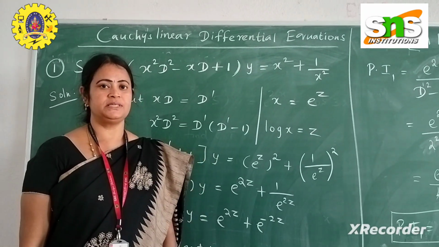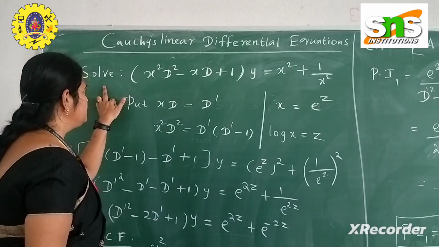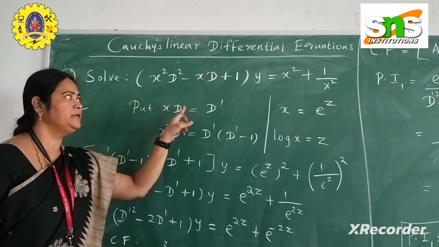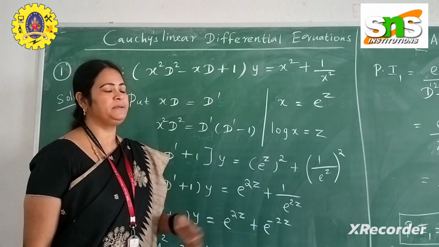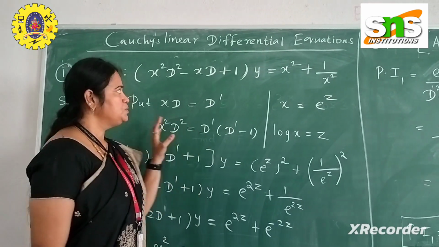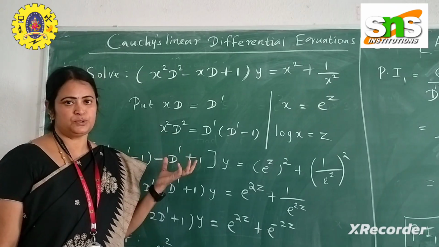So today we are going to see about Cauchy's linear differential equation. So this is the problem. Solve (x² D² − x D + 1) y = (x² + 1)/x². So first of all, for this problem you have to make some substitution.